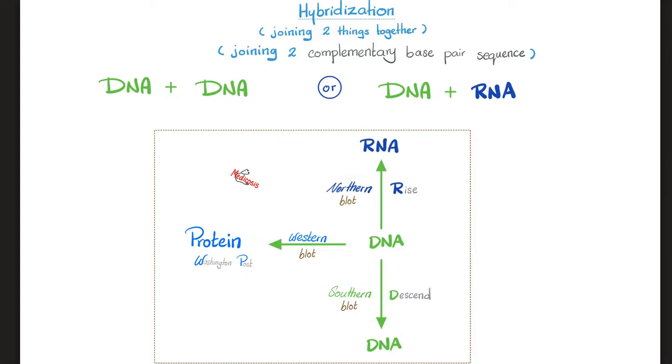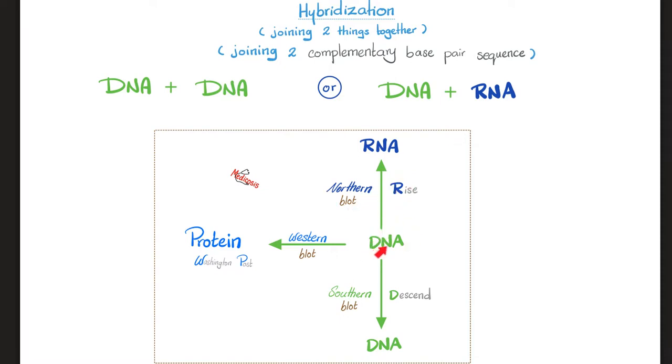Next, hybridization. To hybridize is to join two things together, two or more, of course. What are we joining, please? Two complementary base pairing sequences. Could be between DNA and DNA, we call this the Southern blot, or DNA and RNA, we call this the Northern blot. Mnemonic time. You put the DNA in the center, okay, and if you go up, you are rising. Rising to meet what? RNA. If you're rising, you go to the Northern blot.